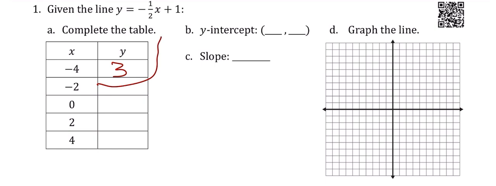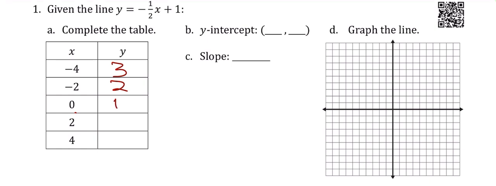Now we're going to put -2 in for x. So -1/2 times -2, for the same reason, we're going to get a positive 1. So 1 plus 1 gives us 2. Then we put 0 in. The 0 is going to go in for the x, and for that, we're going to get 0 plus 1, or 1.